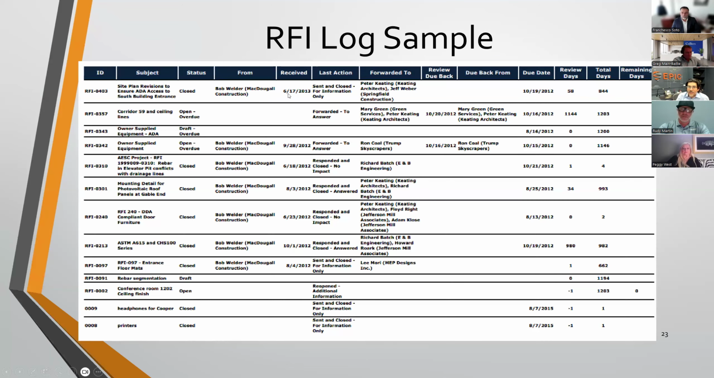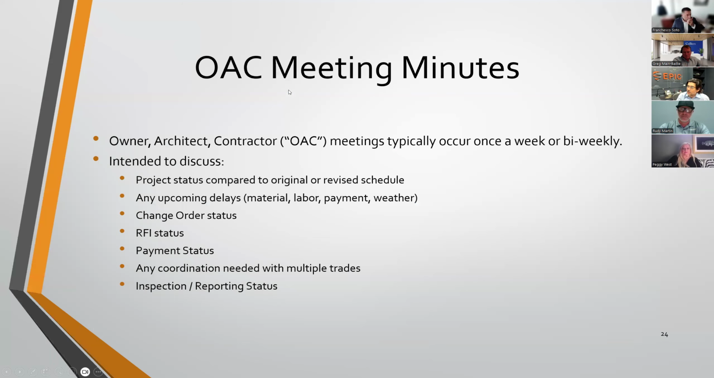And the communication aspect of things really leads to the last item we have on here, which is the OAC meeting and the corresponding meeting minutes. So the OAC meetings are going to be weekly or bi-weekly, depending on the size of the project. The owner's rep is really going to be driving a lot of this, from the scheduling and also the minutes themselves. Now, this meeting is intended to be just a progress update, okay? The good, the bad, the ugly, okay? Hash it out. Let's get answers.